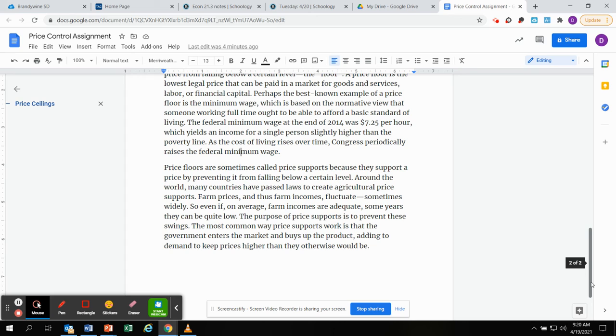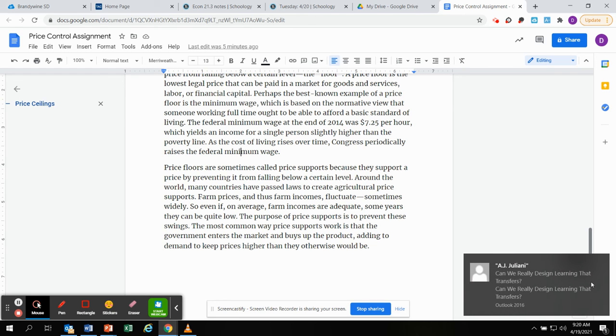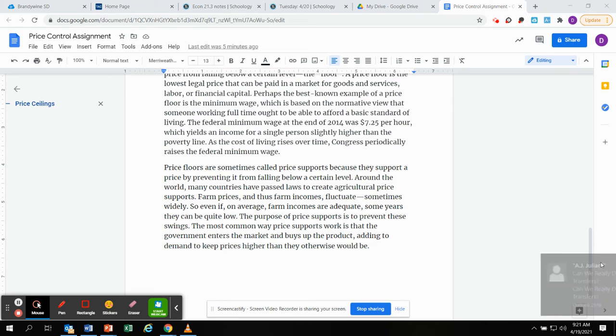level. Around the world, many countries have passed laws to create agricultural price supports. Farm prices, and thus farm incomes, fluctuate, sometimes widely. So even if, on average, farm incomes are adequate, some years they can be quite low. The purpose of price supports is to prevent these swings. The most common way price supports work is that the government enters the market and buys up the product, adding to demand to keep prices higher than they otherwise would be.